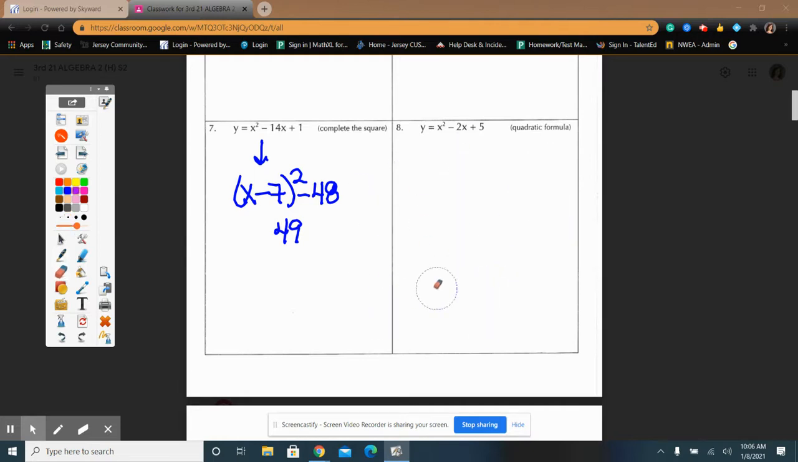And we're trying to solve that, which means we remember to set it equal to 0 and solve. Again, if you're thinking about what this might look like, it's going to the right 7 and down 48. So it'll be way down here. We are going to get 2 real answers here. So let's make sure we don't get any i's. We'll add 48 to both sides.